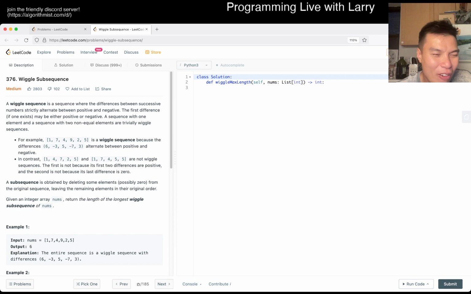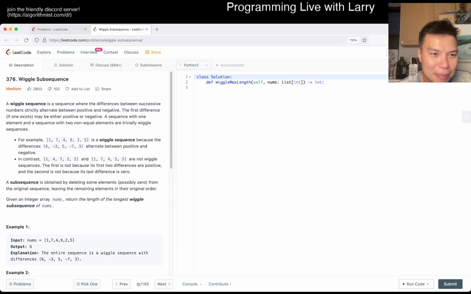Alright, let's go. Today's problem is Wiggle Subsequence. It's a sequence where the difference between successive numbers strictly alternates between positive and negative. Okay. So it means that the numbers don't even matter. It is just positive or negative.